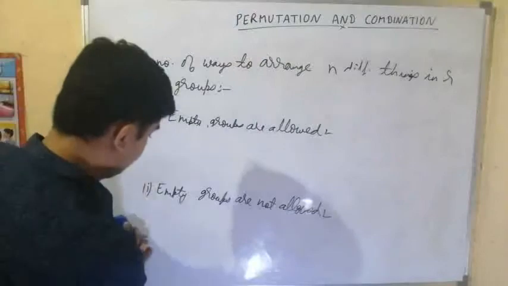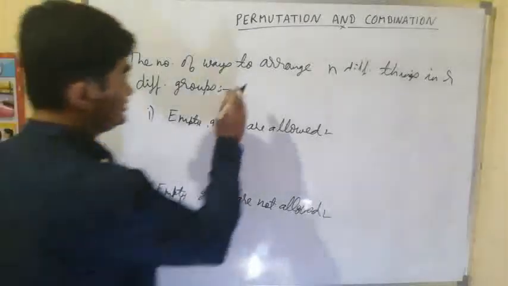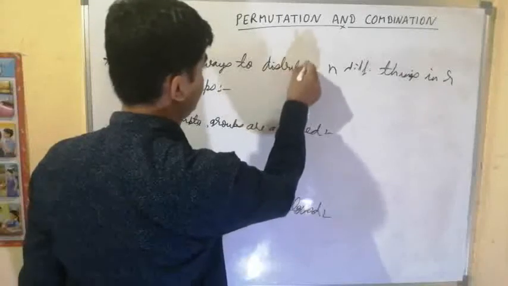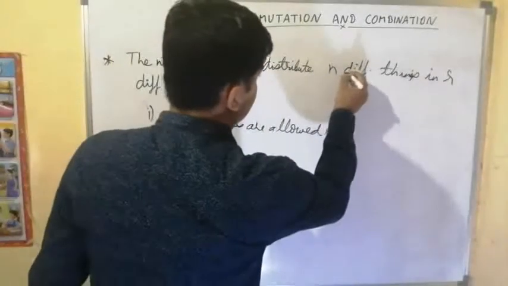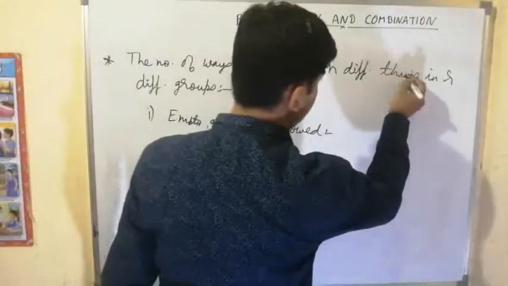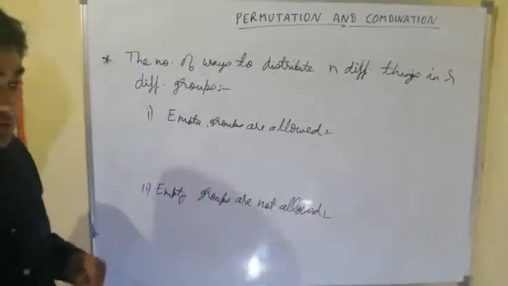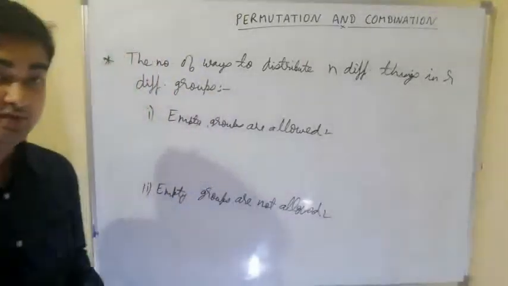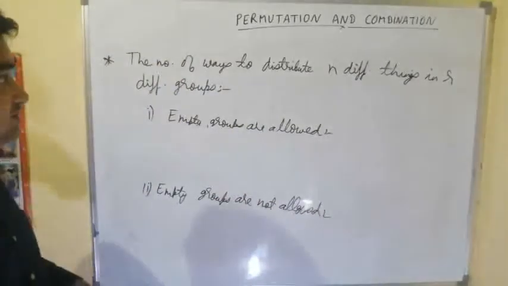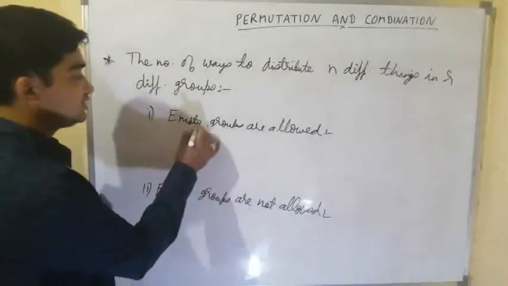Now we'll look at the second concept. All are related. Second is the number of ways to not arrange, but distribute. In the second concept, we are studying the number of ways in which we can distribute. Look, arrangement means they can arrange, they can change the position, but distribution means we have to only make the groups, no arrangement. So the number of ways in which we can distribute n different things in r different groups where empty groups are allowed.